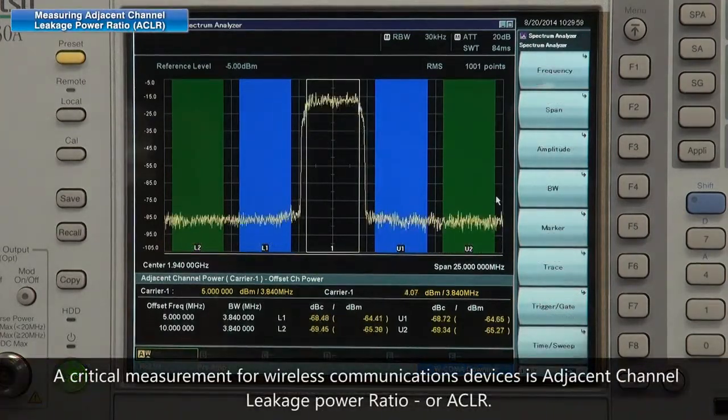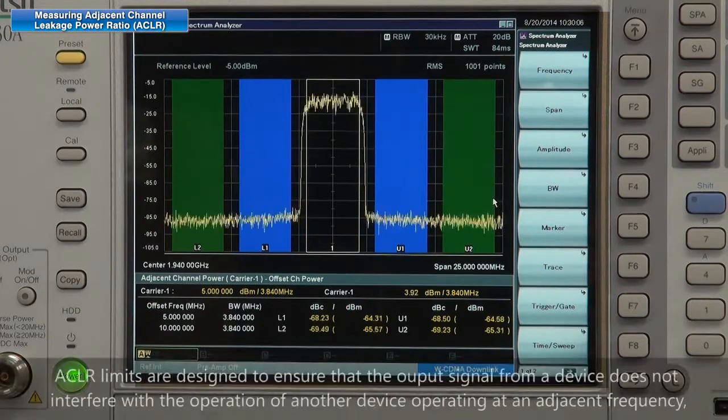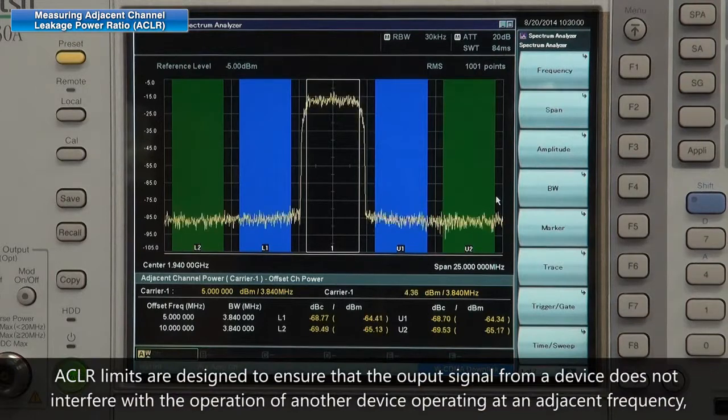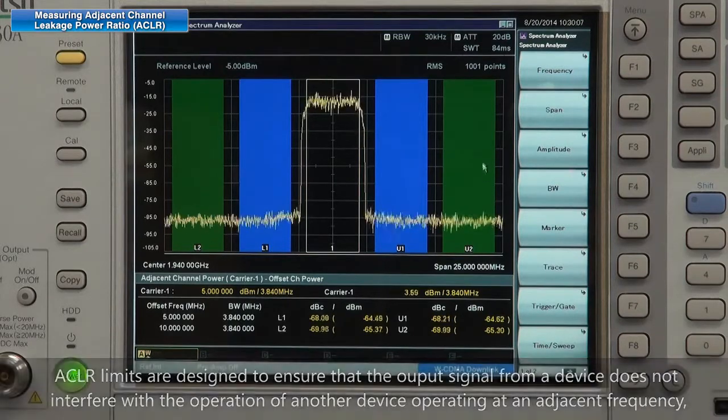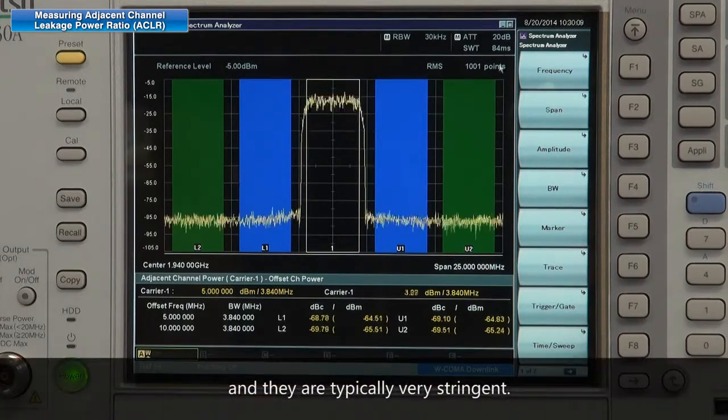A critical measurement for wireless communications devices is adjacent channel leakage power ratio, or ACLR. ACLR limits are designed to ensure that the output signal from a device does not interfere with the operation of another device operating at an adjacent frequency, and they are typically very stringent.